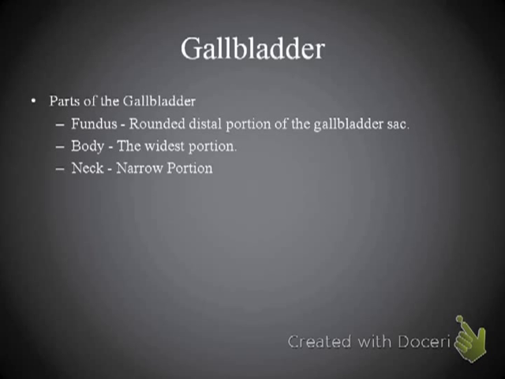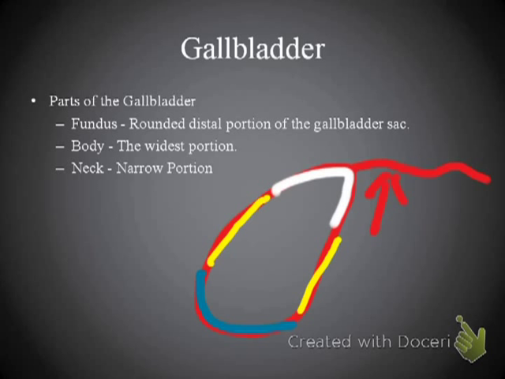Okay, parts of the gallbladder. We have the fundus, the body, and the neck. And so if I draw a crude diagram of the gallbladder, with this being the cystic duct, we have this being the fundus, this being the body, and this being the neck.